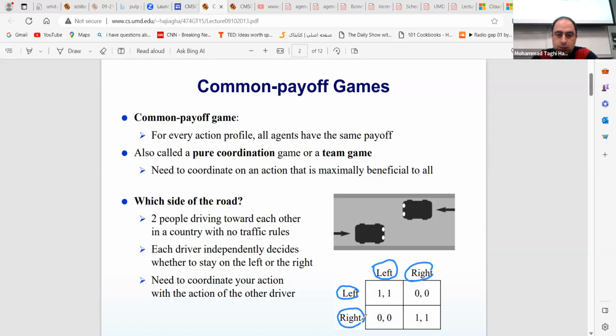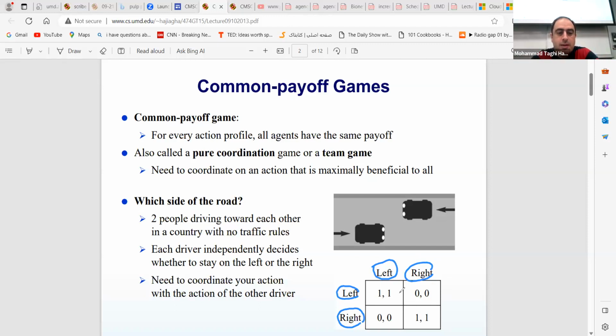For example, if you see here in this game, this is called which side of the road. And here, if both of them take left, left, they get the same thing. If they take left, right, they get the same thing. So it is essentially pure coordination. And it's a team game because whatever action you are taking, everyone gets the same payoff. And here, the idea is that you want to choose an action that maximizes the benefits of all. So you can see in this normal form game, you may try all possibilities and take the one that has the maximum benefit to all.